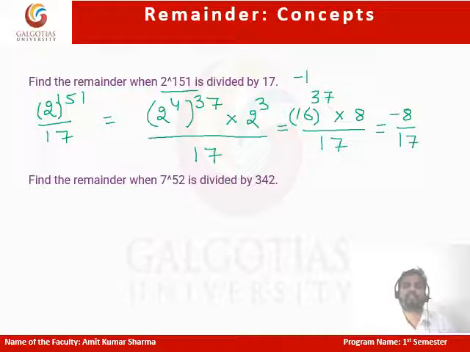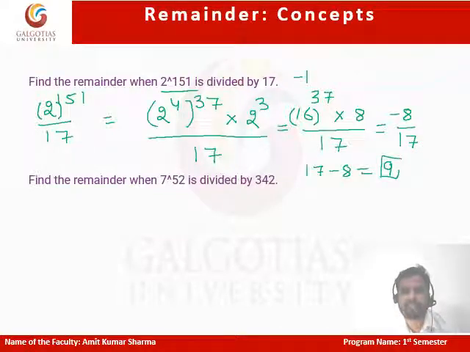Whenever the remainder is negative, just subtract it from the denominator to get the actual remainder. So what is the actual remainder? 17 minus 8, 9 is the actual remainder and answer of this question.